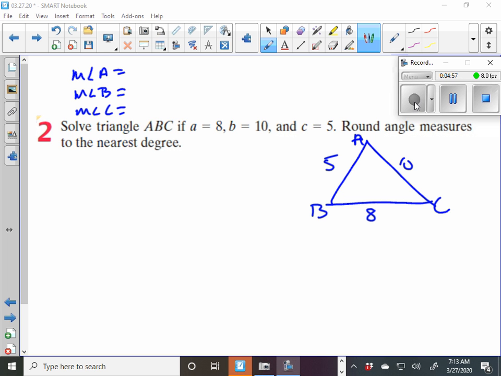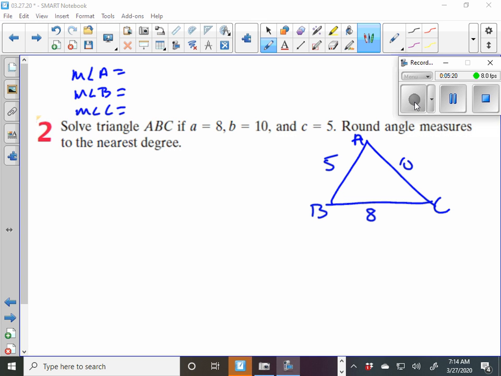It's possible that angle B, because it's opposite the side that's the longest side, could be obtuse. Just pay attention to that, especially if you're trying to use the law of sines to find the angle opposite the longest side. That'll mess you up a little bit.